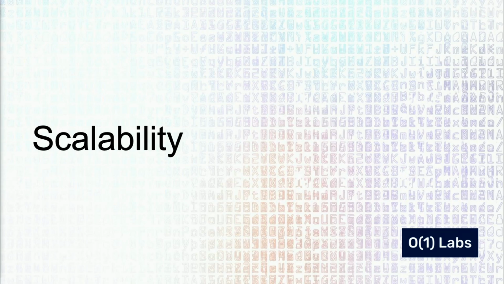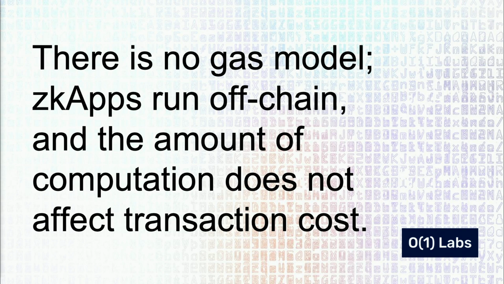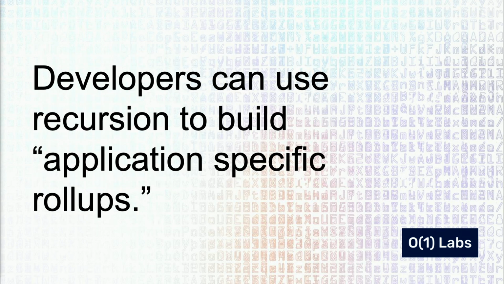The other reason is scalability. There's no gas model. ZK apps run off-chain, so the amount of computation doesn't affect the transaction cost, and you can actually do an unlimited amount of computation in a single transaction. Developers can also use recursion to build these application-specific rollups that Martin talked about.